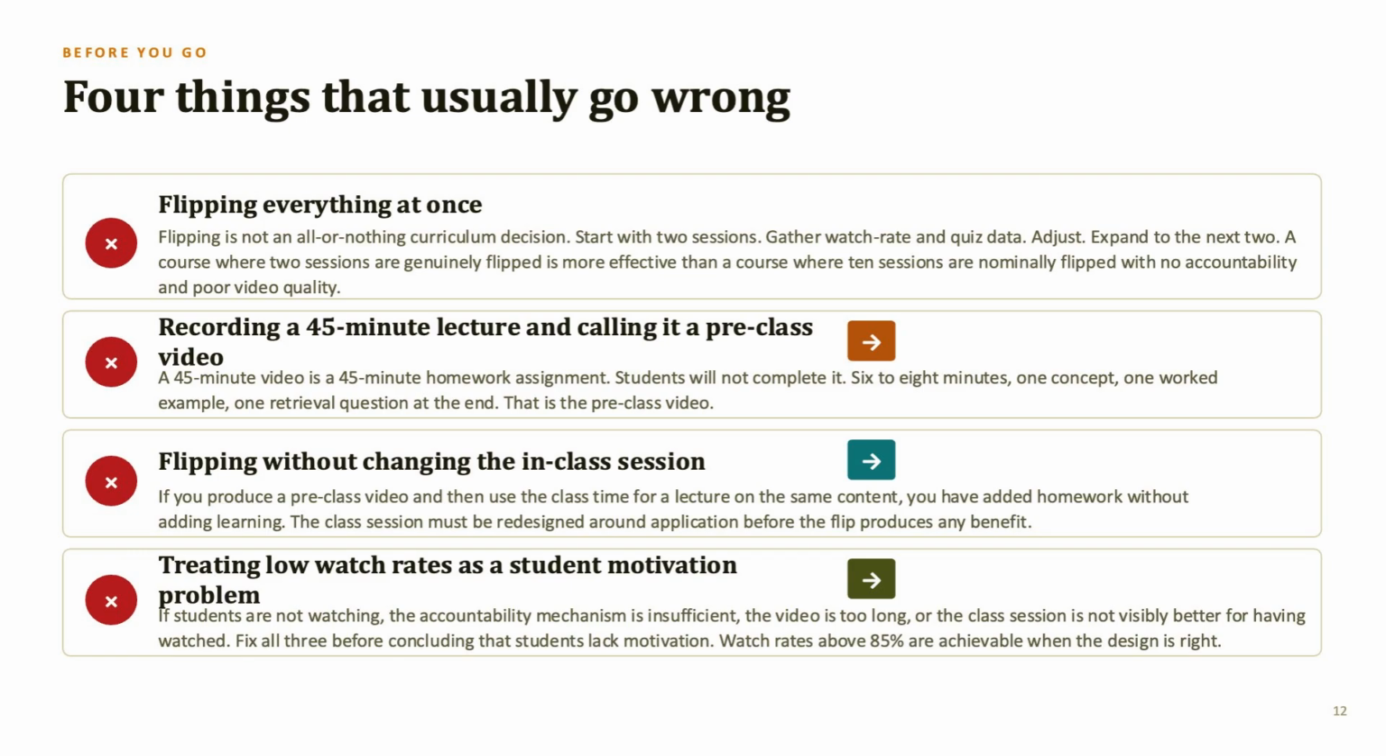Finally, avoid treating low watch rates as a student motivation problem. If students are not watching, the accountability mechanism is insufficient, the video is too long, or the class session is not visibly better. Fix all three before concluding lack of motivation. Watch rates above 85% are achievable with proper design.